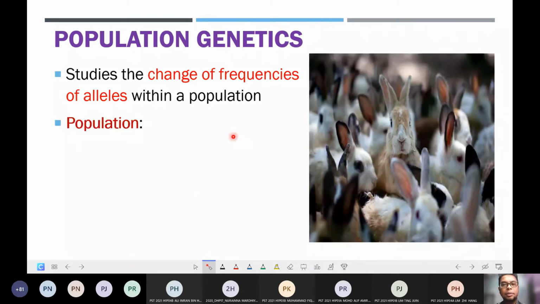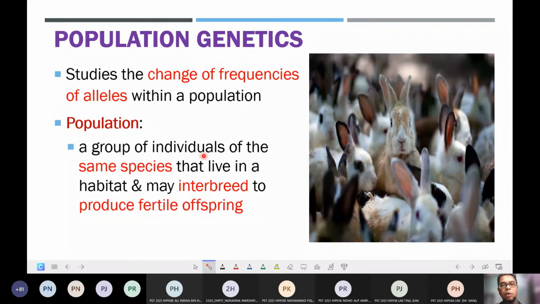Okay, in which we start with the term population first. Okay, what is a population? A population is a group of individuals. Okay, but they are all of the same species. As you can see over here, we can see a population of rabbits, in which there are many individuals.